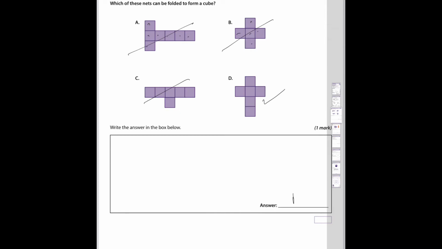So the answer is D. It is only 1 mark, it only needs to be D. You can put an explanation in there if you felt you needed to, but you only need to put that.